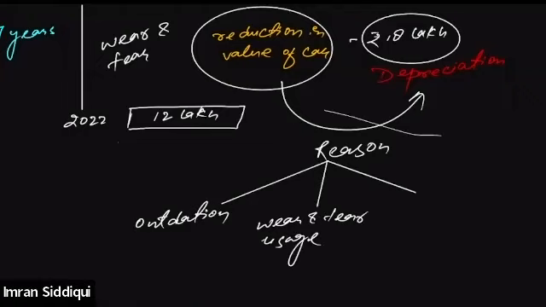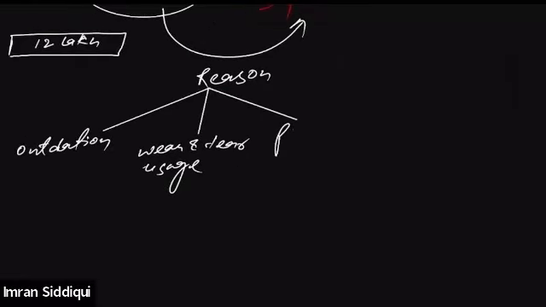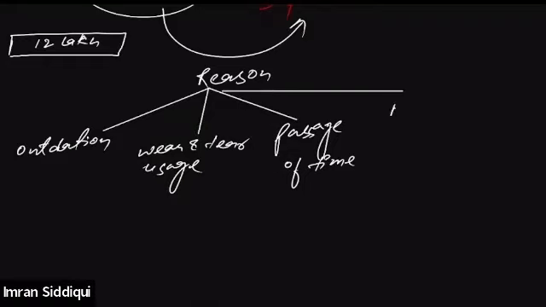Sometimes the value of the asset decreases just because of the passage of time, also known as afflux of time. And sometimes the value of the asset also reduces because of an accident. Let's suppose the car met with an accident, and as soon as it met with an accident, the value of the car fell by 5-7 lakh rupees. So the reduction happening in the value of the car is considered depreciation. And the reason for that could be outdatation, wear and tear, passage of time, accident, or any other factor.